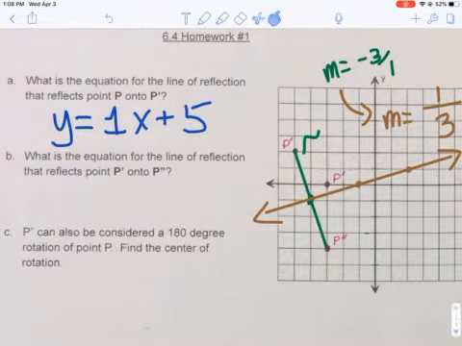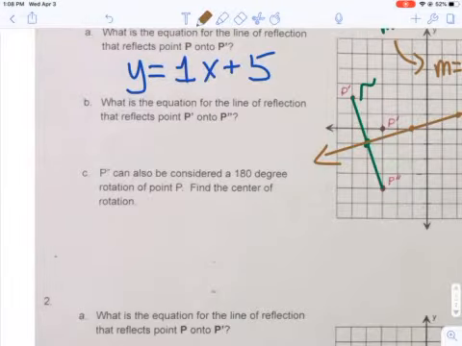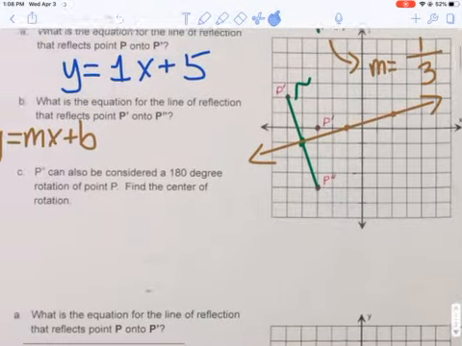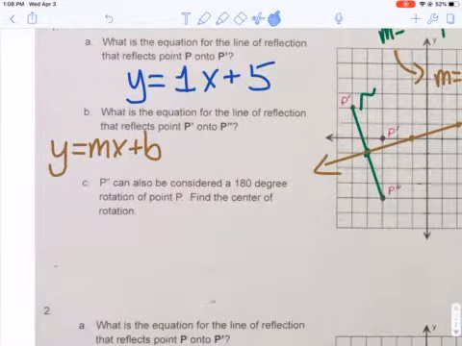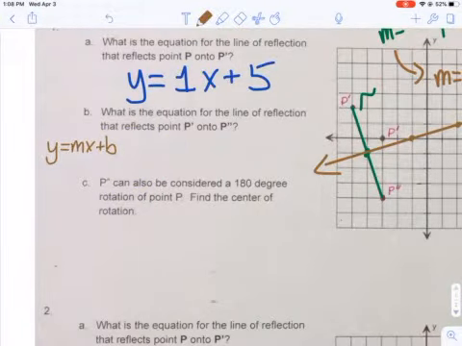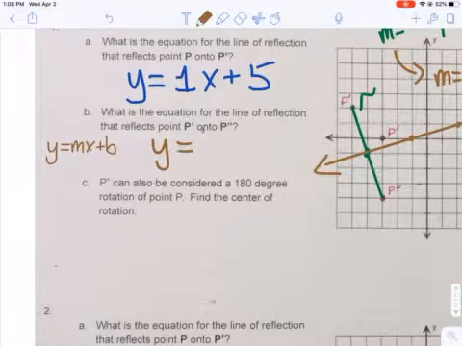Now here's the key here, right? You want to start out with your equation of y equals mx plus b. Slope-intercept form gives us a line. Typically, we're really used to filling in our slope and our y-intercept. However, in this case, we don't really have a great y-intercept. However, I do know my slope. So, I can plug in my slope, which is 1/3. And now I can replace x and y to get b.